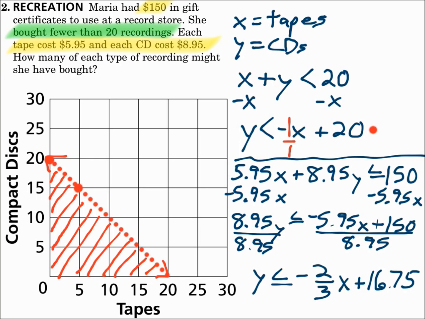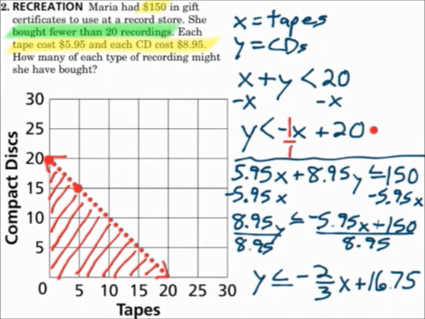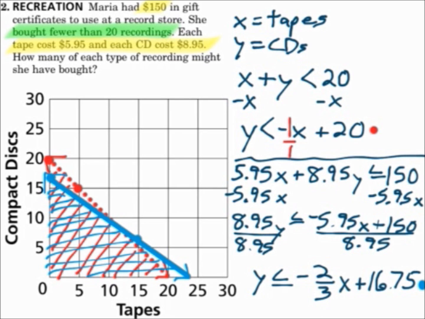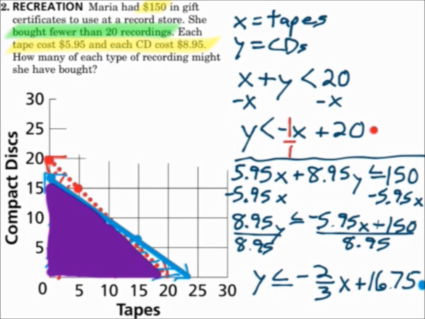Now we can graph that. So we'll graph that with blue. The y-intercept is 16.75, which is about right there. To go down 2, right 3 puts you about right there. It's less than or equal, so the equal gets a solid line, and less than is shaded below. These overlap in the purple area, and now we'll pick 3 points and determine how many tapes and how many CDs that could be.